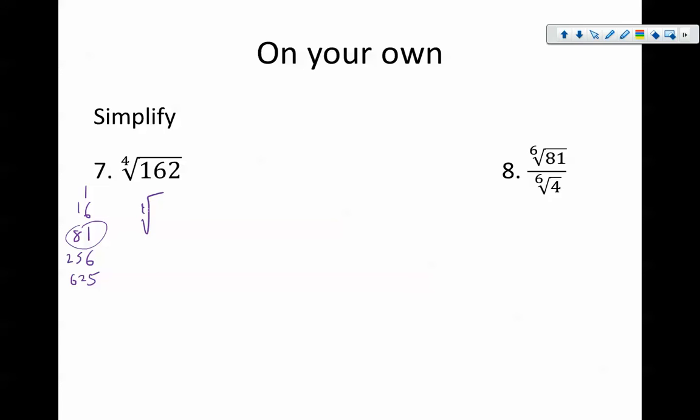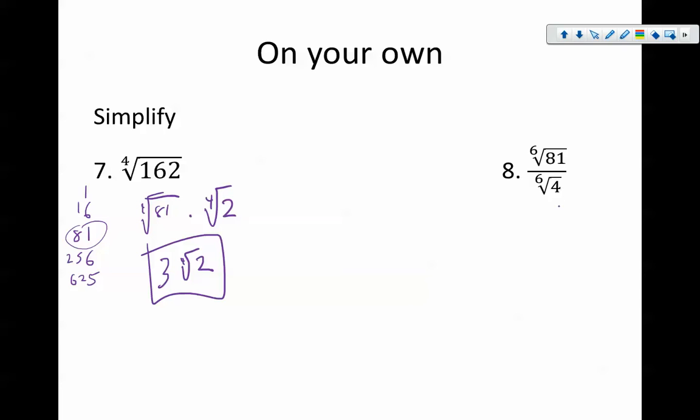So that's the fourth root of 81 times the fourth root of 2, because 2 times 81 is that. So this is 3 fourth root 2. Final answer.